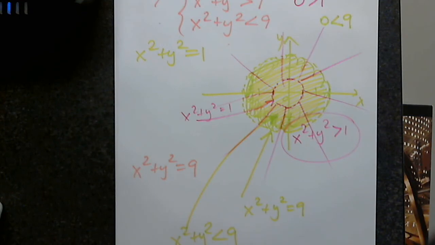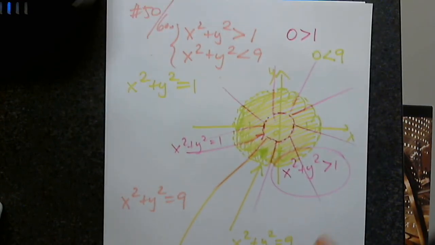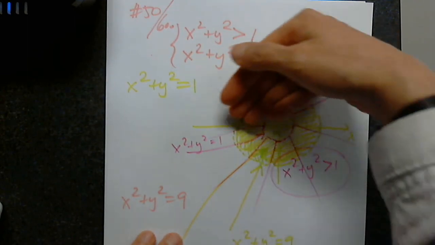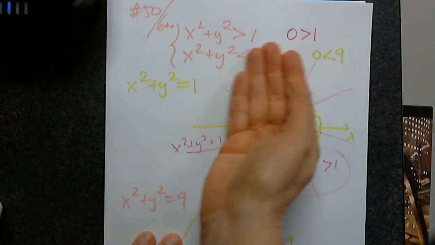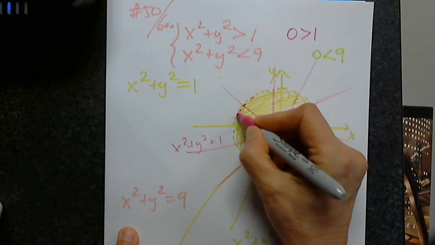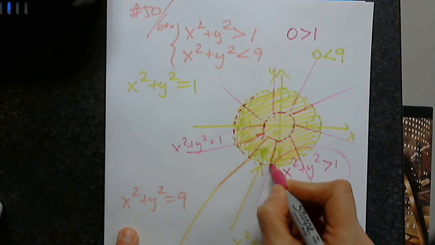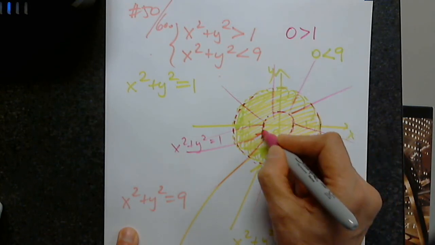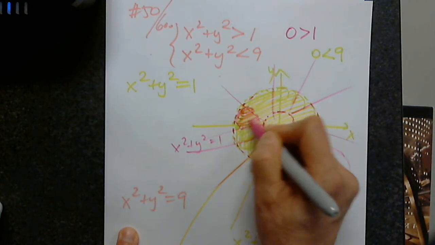Good. Now, because this is a system, I have to intersect the green yellowish area with the red territory. Do they overlap? Yes. Not on this curve, but everything else in between.